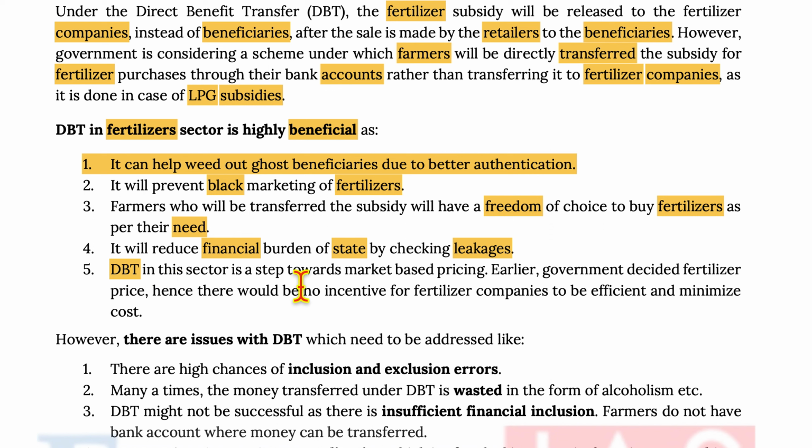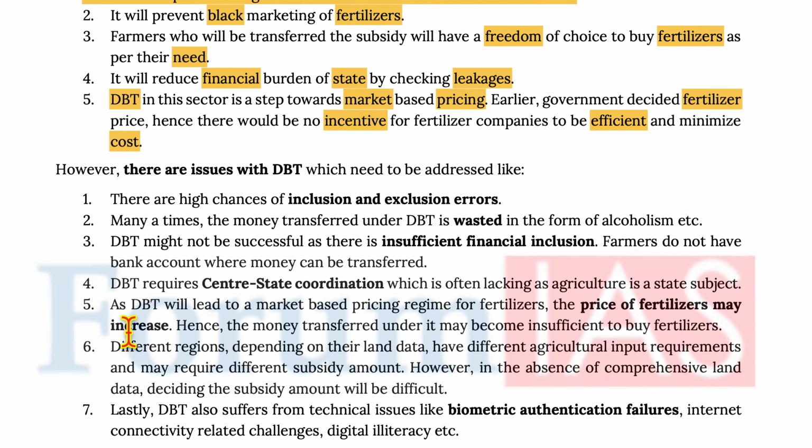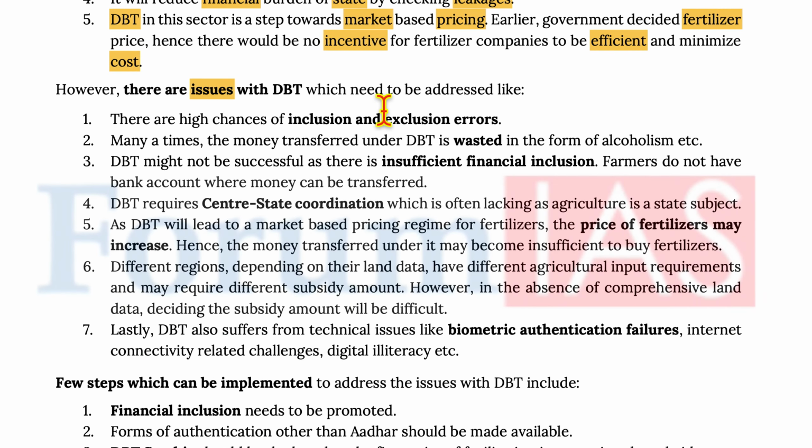DBT in this sector is a step towards market based pricing. Earlier, government decided fertilizer price, hence, there would be no incentive for fertilizer companies to be efficient and minimize cost. However, there are issues with DBT which need to be addressed, like there are high chances of inclusion and exclusion errors. Many a times the money transferred under DBT is wasted in form of alcoholism, etc.